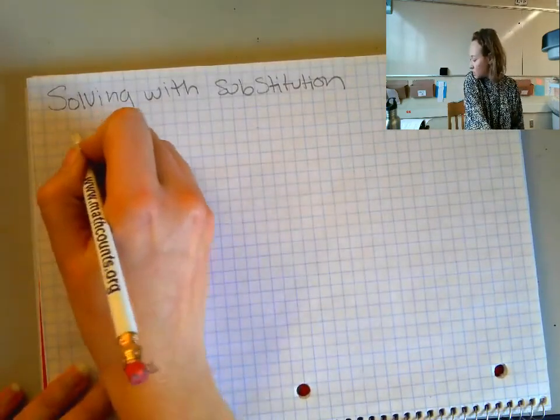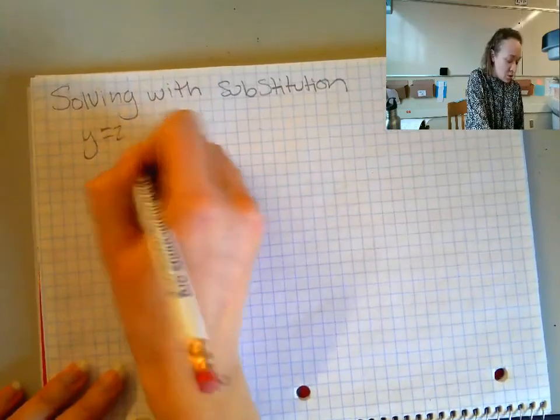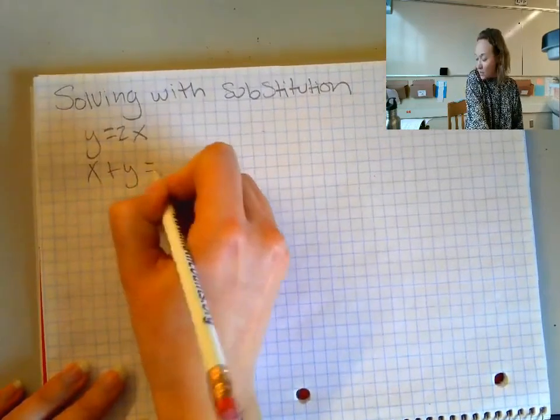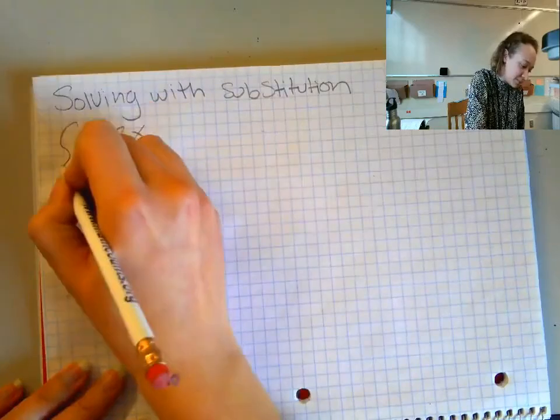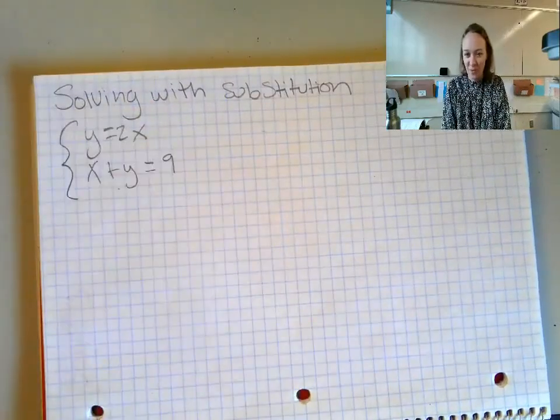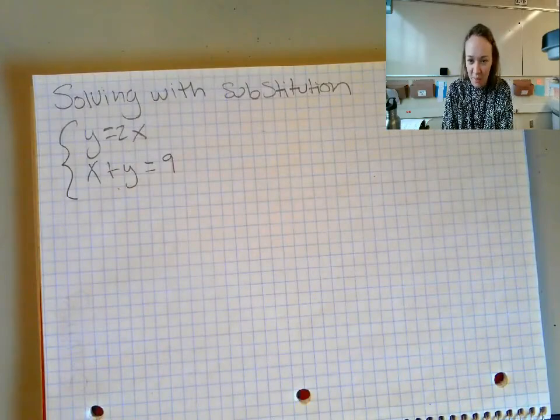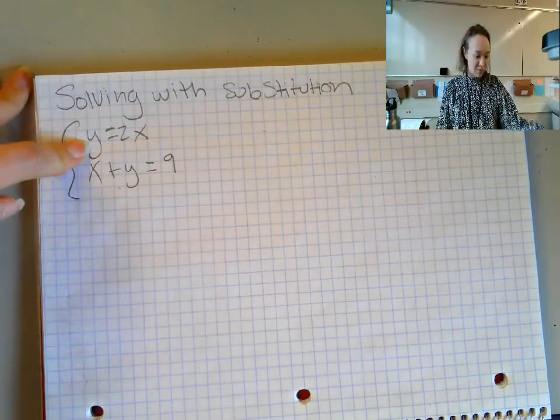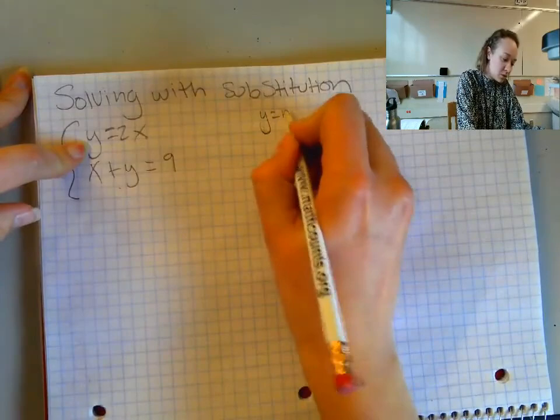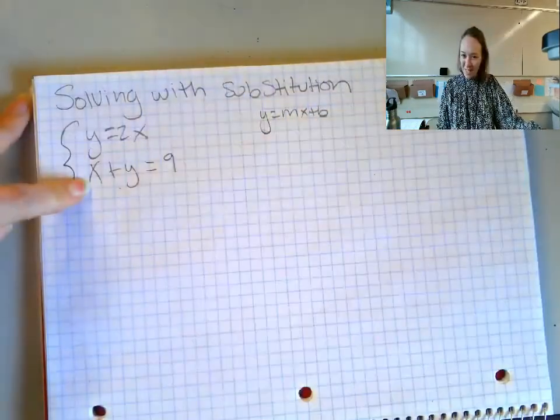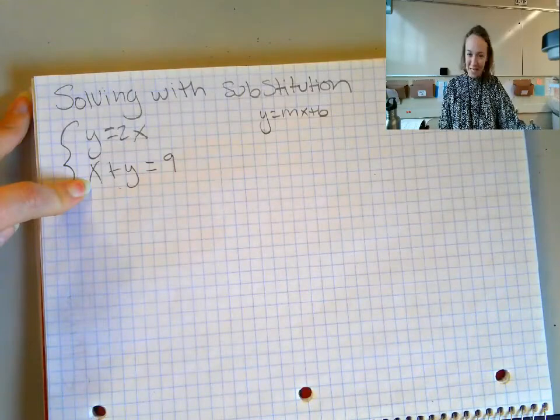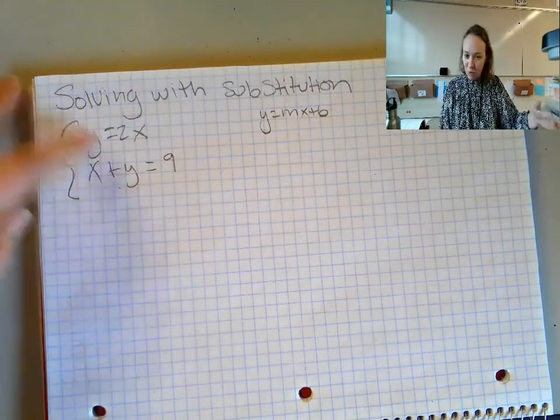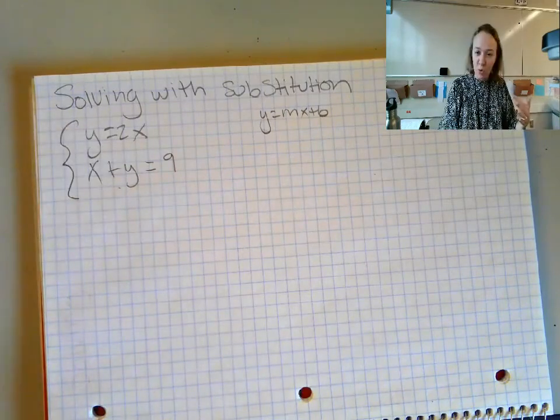So our first example is going to be y equals 2x and x plus y equals 9. And this is our system. Now, this looks different from the examples we've been working on so far. And that's because while the first one is written in y equals mx plus b format, the second one is not. It is written in standard form, if you remember that, but the only thing that really matters is that they're not equal values. They don't both equal y.